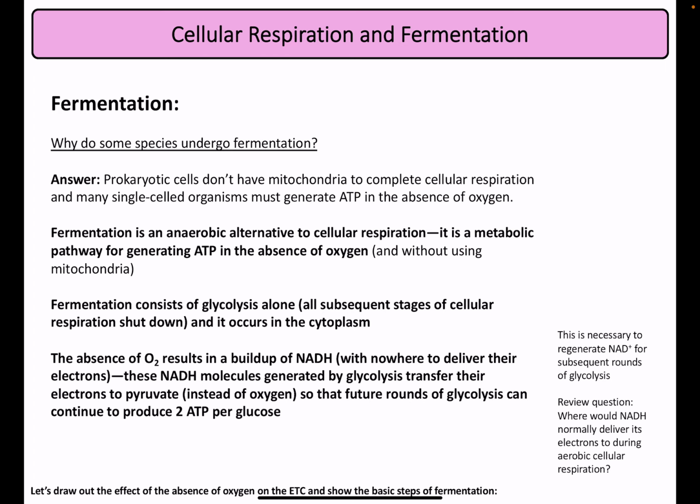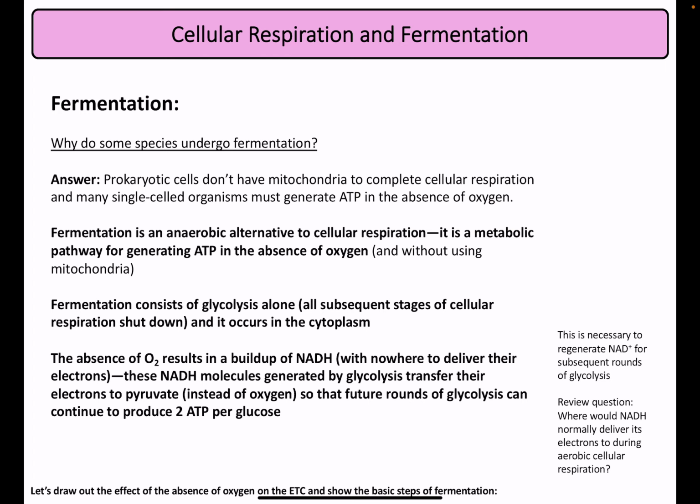And in terms of the pathway of the fermentation process, it's quite simple compared to cellular respiration. It's basically just the first stage of cellular respiration. It's just glycolysis by itself with one extra step. So that's nice because we've already covered glycolysis, so it's somewhat of a review.